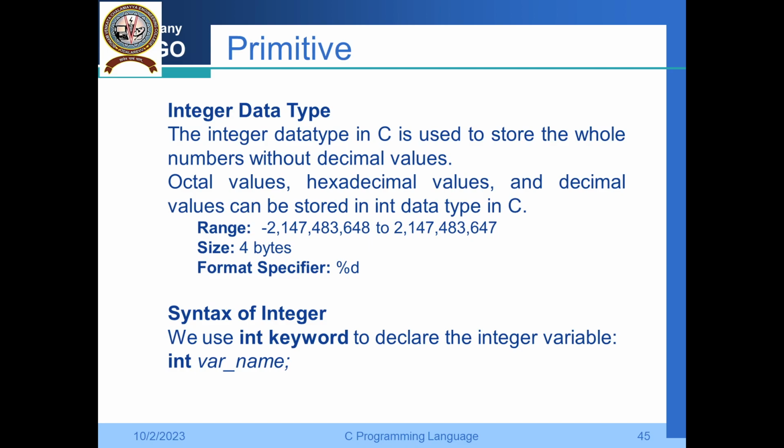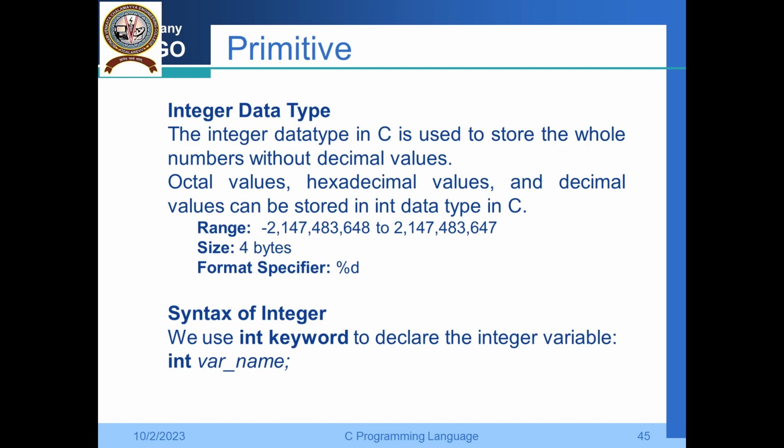The first one in the primitive is the integer data type. The integer data type in C is used to store whole numbers without any decimal value. That means it can store 1, 2, 3, 5, but it cannot store 15.35. The decimal values it cannot store. Octal values, hexadecimal values, and decimal numbers can be stored in the integer data type in C, that we'll see.